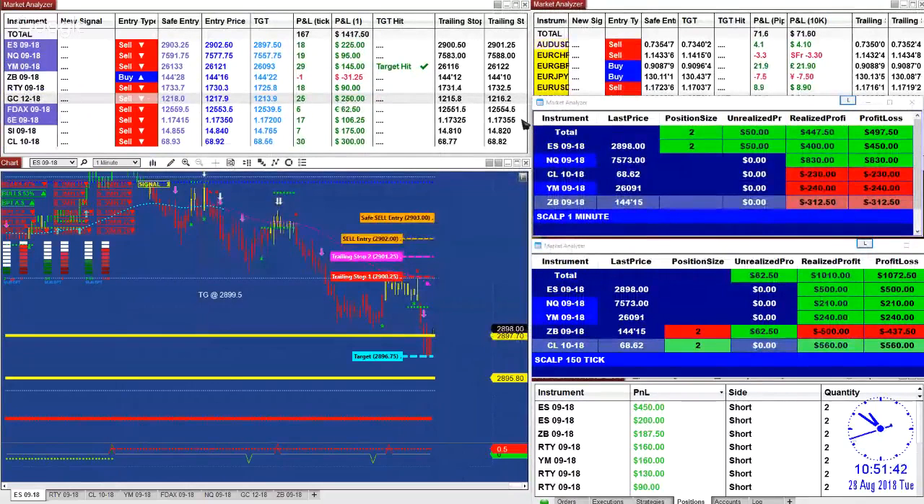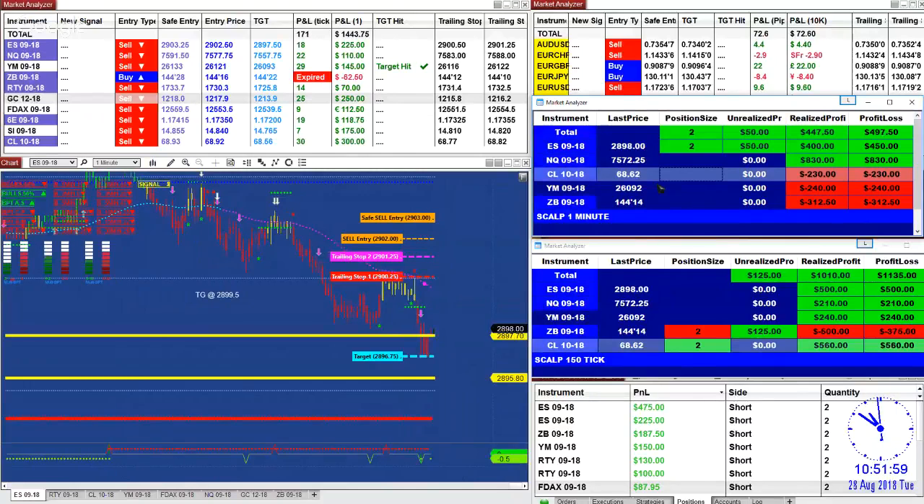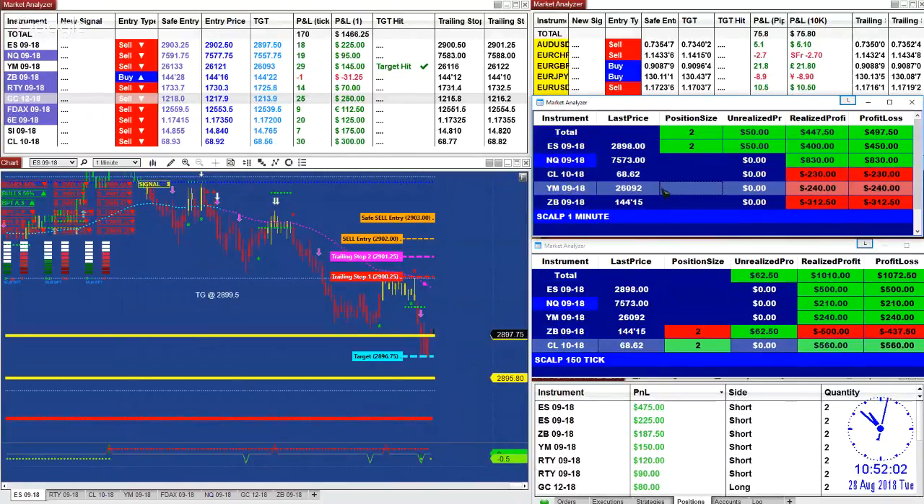The 150 ticks on the scalpers are going very good, straightforward. We are around 1,000 on the scalping, but on the 1 minute, we are really in a lot of trouble. And the market is on the CL. It's not huge money, but still it's 230 south. The YM is 240 south, and the 30-year Treasury bond is $312 south. So there are a lot of reds today, as expected, as we predicted.